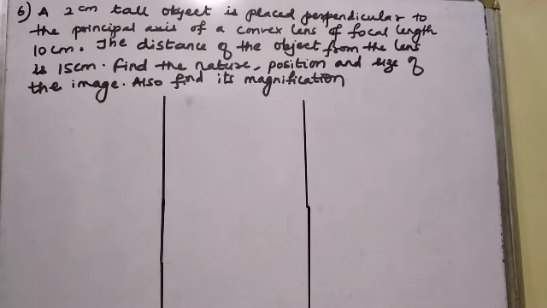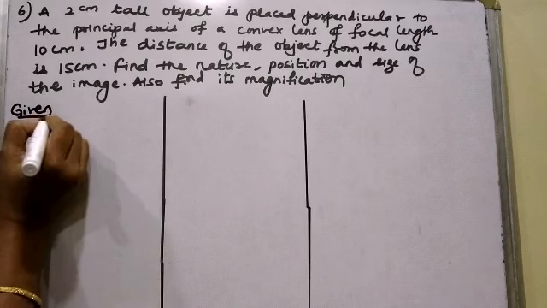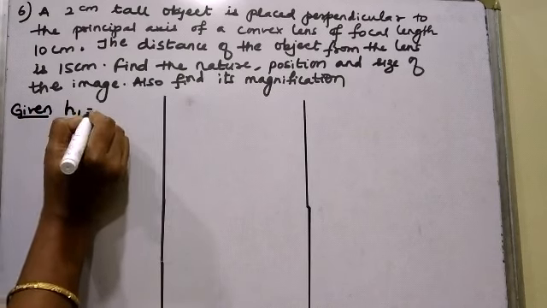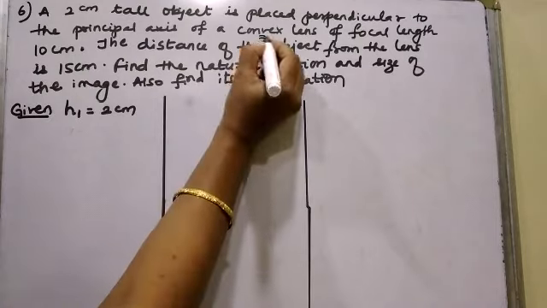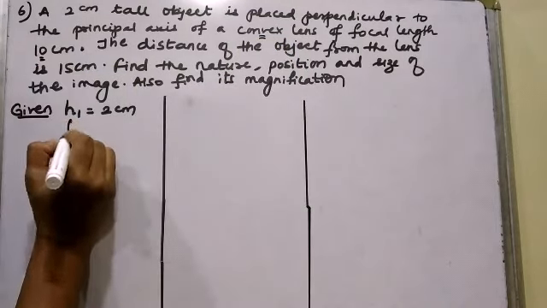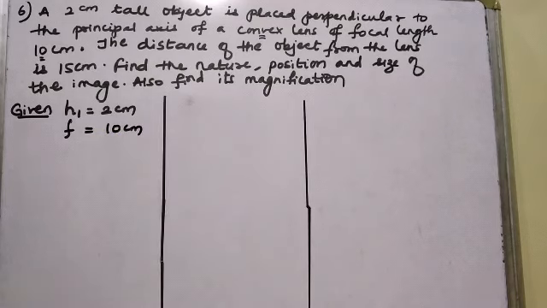Sixth question. A 2 centimeter tall object. Tall means height of the object. So the given height of the object is denoted by H1. The height of the object is 2 centimeters. It is placed perpendicular to the principal axis of a convex lens, of focal length 10 centimeters. Focal length of a convex lens is positive by sign convention.